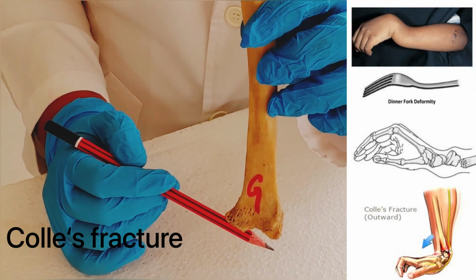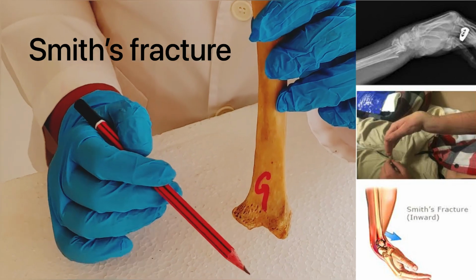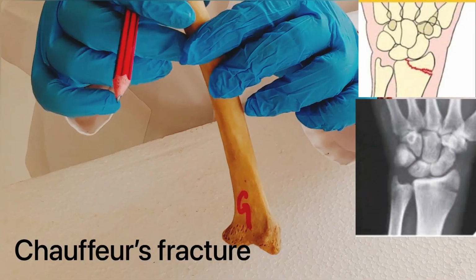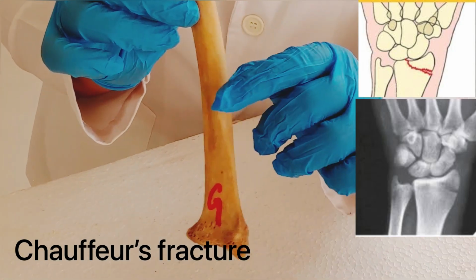Next, the opposite of the Colles fracture, we call a Smith's fracture. The fracture of the styloid process, we call Chauffeur's fracture.